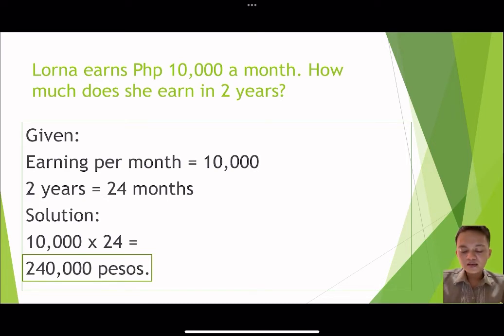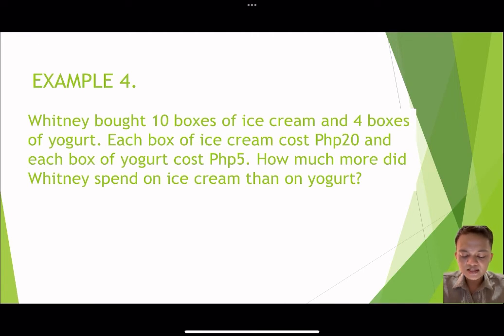Example number 4. Whitney bought 10 boxes of ice cream and 10 boxes of yogurt. Each box of ice cream cost 20 pesos and each box of yogurt cost 5 pesos. How much more did Whitney spend on ice cream than on yogurt? Okay. So, dito, our given are ang 10 boxes of ice cream and 4 boxes of yogurt. 20 pesos daw sa bawat ice cream and 5 pesos sa bawat yogurt.